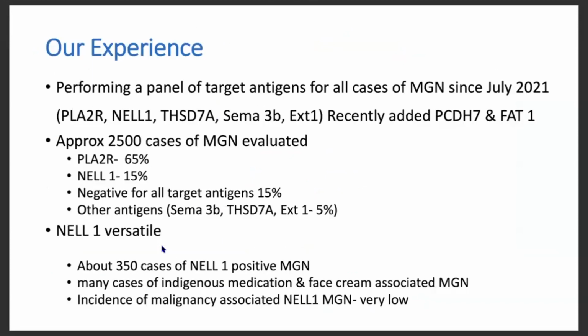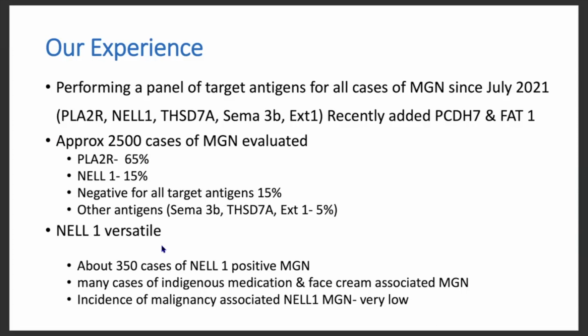So our experience: we've been doing membranous GN target antigens for a very long time. We were, in fact, first in the world to start doing these target antigens on a routine basis. We used a panel of 5 initially. So we used PLA2R, NELL1, thrombospondin, semaphorin-3B and exostosin-1 for all our membranous GN cases. And we have recently added protocadherin and FAT1 also.